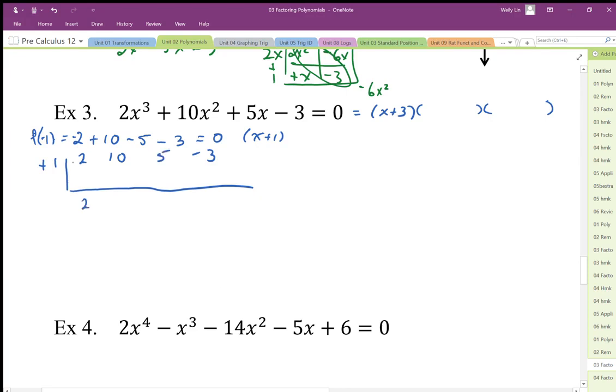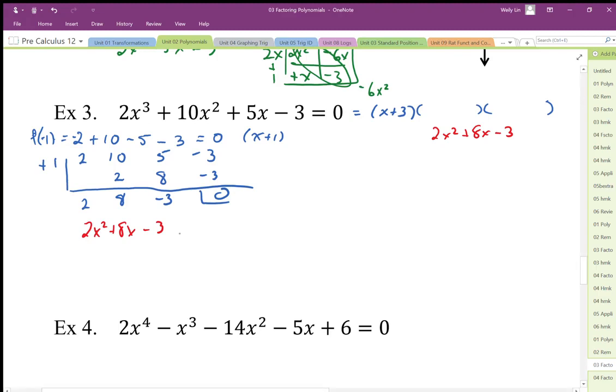So it's going to bring down the first term, multiply, subtract, multiply, subtract, multiply, subtract. And again, if I don't get a remainder of 0, we should be very skeptical of some of the work that we've done. So this ends up being 2x squared plus 8x minus 3. That's my quadratic factor. I need to still factor that, break that down into 2 linear parts.